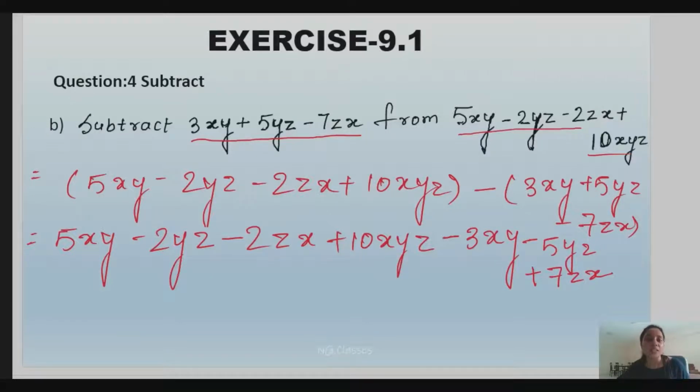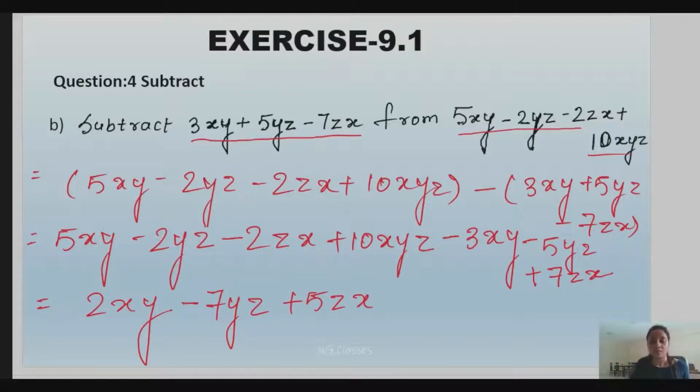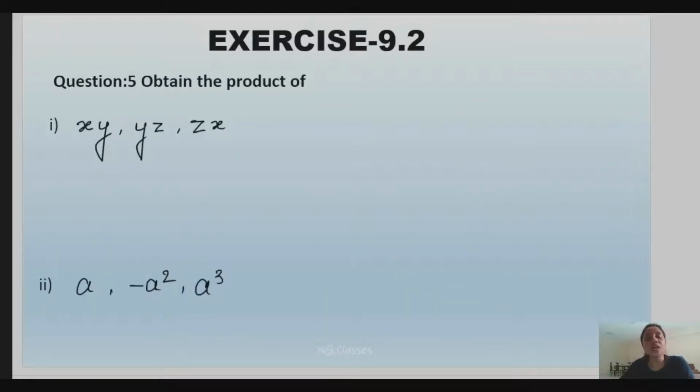Now we can do the addition and subtraction. xy with xy, yz with yz, zx with zx. So at last we will get 2xy minus 7yz plus 5zx plus 10xyz. Okay, this is our answer. Now we know how to do the addition and subtraction. Now other mathematical operation, that means multiplication and division, that we will learn.